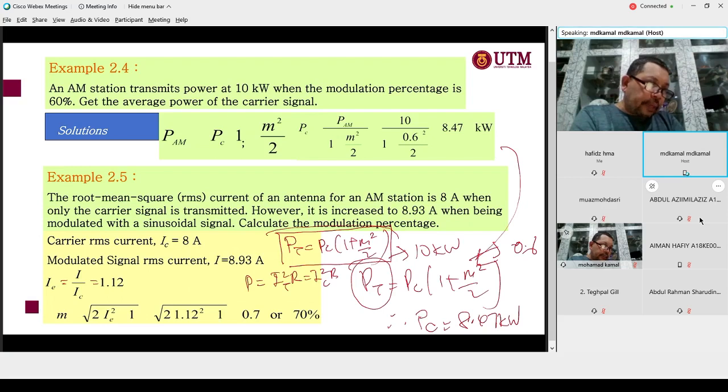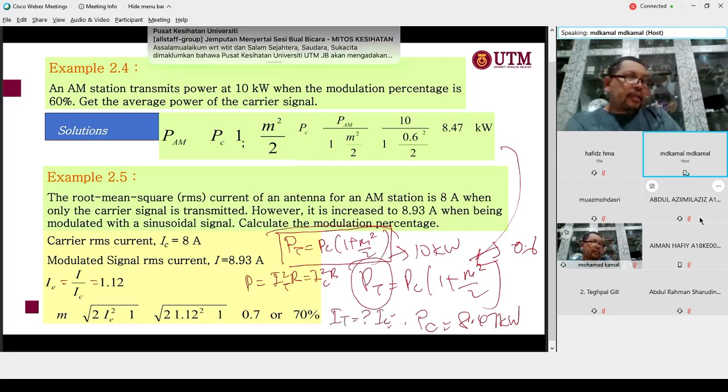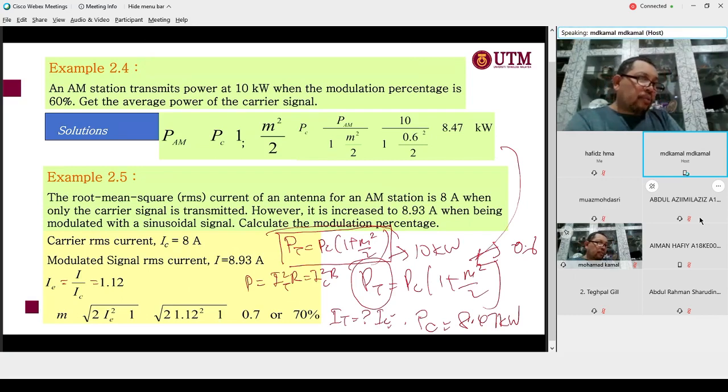After you do some simple calculations here, you can find how your I total relates to your I carrier. Then you just put these values into the equations, and you get the results there.